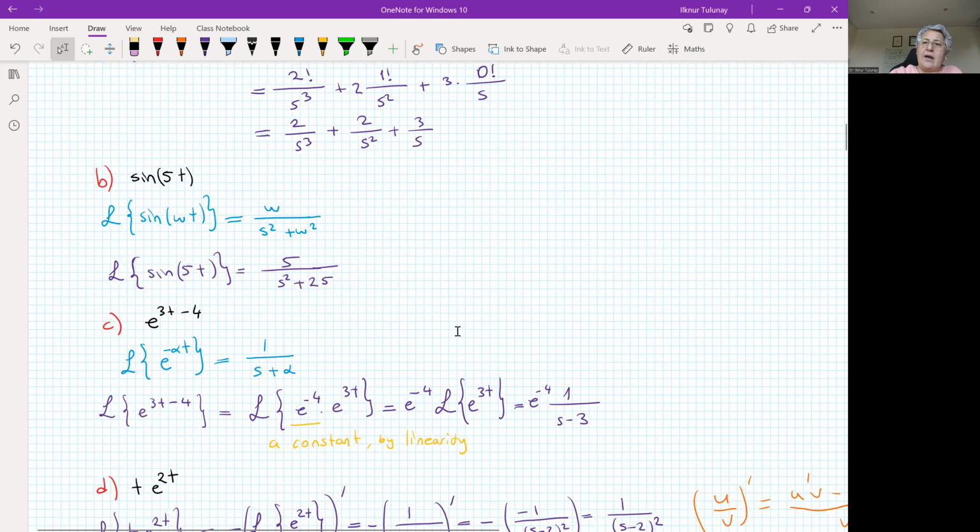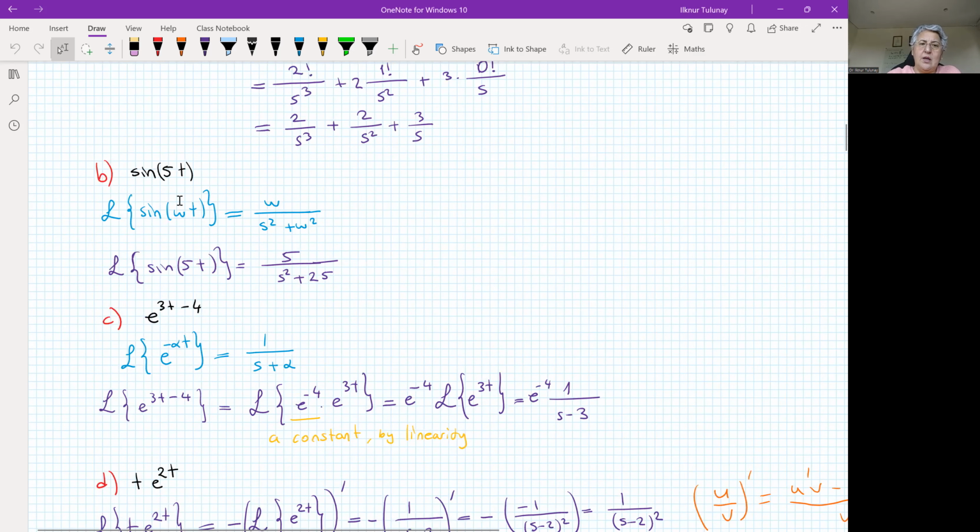It is again a direct calculation from the table. The Laplace transform of the sine function sin(wt), where w is a constant, is given by w divided by s squared plus w squared. We want to calculate the Laplace transform of sin 5t, so w is 5 in this case, and the transformation gives us 5 divided by s squared plus 5 squared, which is 25.